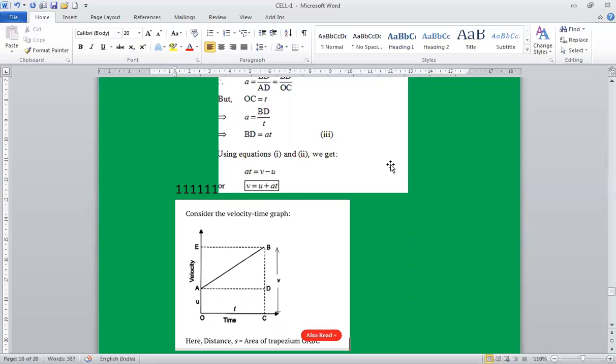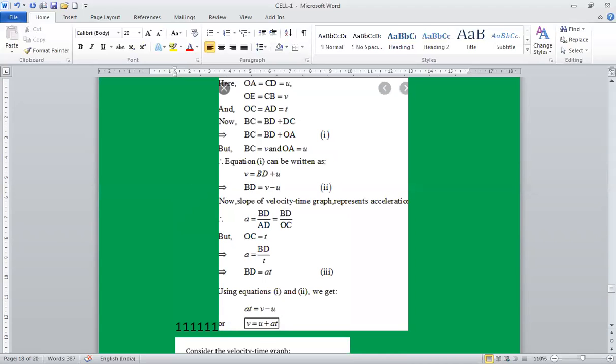But OC is equal to time. So we get A is equal to BD upon T, acceleration is equal to BD upon T. But BD is equal to V minus U. So equating all these things, V minus U is equal to AT, or V is equal to U plus AT.